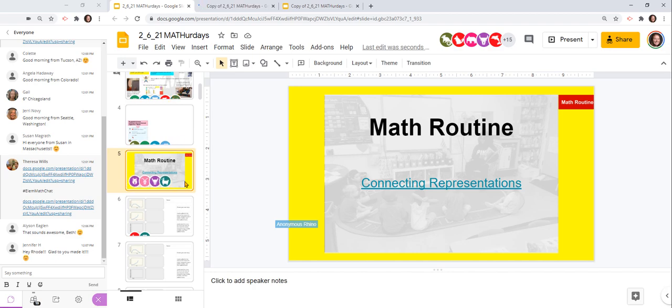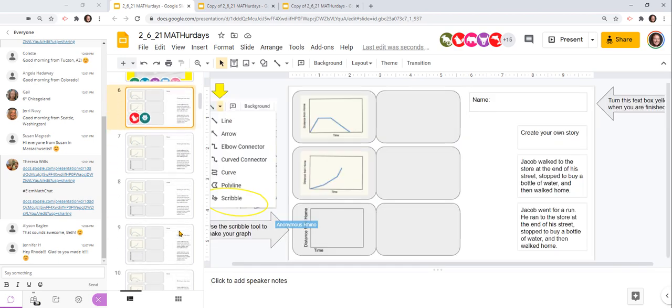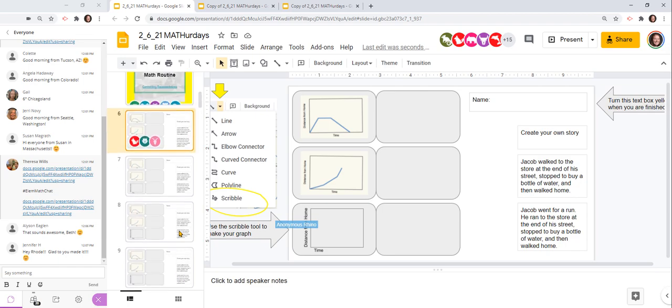On slide 5, this is called connecting representations. And one thing about routines that I do is I try not to create anything new. Instead, I try to showcase established routines that are really wonderful, and just show how I do it in the online setting. So I've put the link to where I got these materials from, and they have many, many more there.